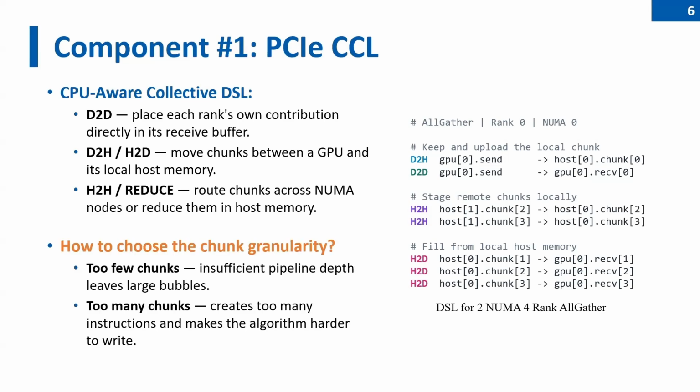The question is how to choose the chunk granularity. If we use too few chunks, we will suffer from insufficient pipeline depth and finally leave large bubbles. Otherwise, if we use too many chunks, it will create too many instructions and make the algorithms harder to write.